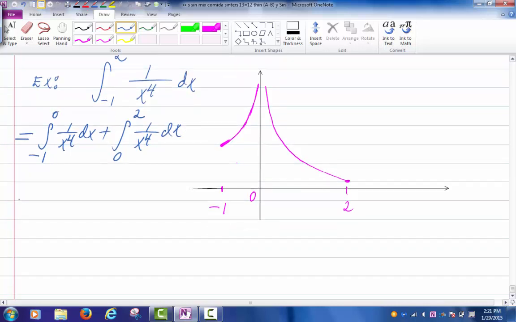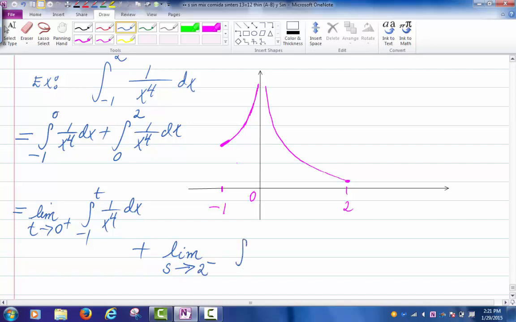Next, do I have a definition for each one? The first one would be the limit as t goes to 0 from the left, of the integral from negative 1 to t of 1 over x to the 4 dx. Did you guys see that I misplaced the sign here? This should be a negative, right? From the left. And the other one would be the limit as s goes to 0 from the right, of the integral from s to 2 of 1 over x to the 4 dx. Okay, I'm not going to go over this, but we're going to finish this tomorrow, okay?